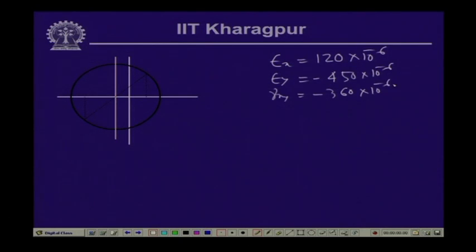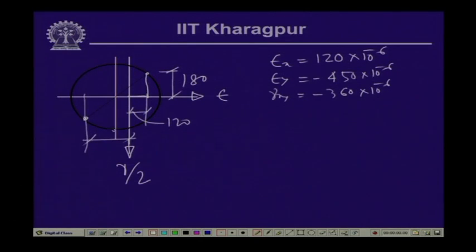Now, if we plot this, epsilon x is 120 and gamma xy is minus 180. Again, this is the positive epsilon axis, and this is the positive gamma by 2 axis. So we have this as 120 and this as 180. This is 180 because it is gamma by 2, and this distance is equal to 120, which is epsilon x. Likewise, we have this point, which is epsilon y, equal to 450, and this is equal to 180.